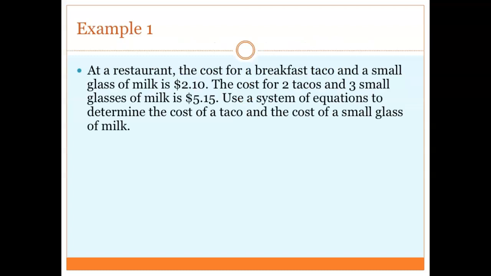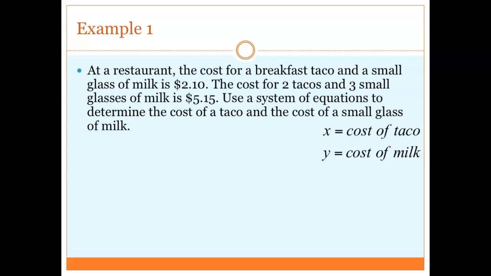At a restaurant, the cost for a breakfast taco and a small glass of milk is $2.10. The cost for 2 tacos and 3 small glasses of milk is $5.15. Use a system of equations to determine the cost of a taco and the cost of a small glass of milk. Okay, so let's start by writing down what x and y will represent. I'm going to say x will be the cost of a taco and y will be the cost of a glass of milk.